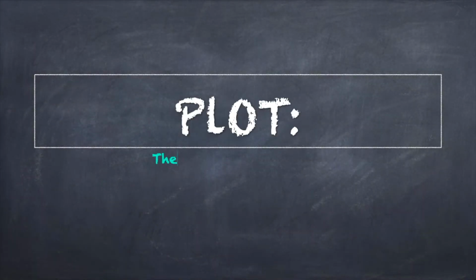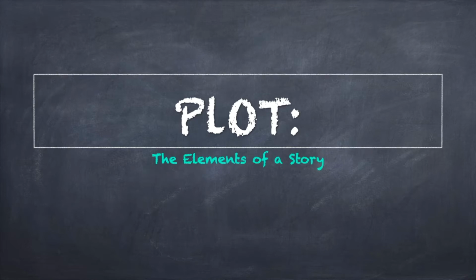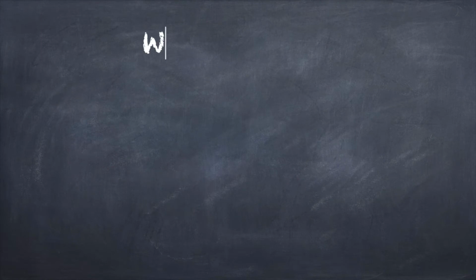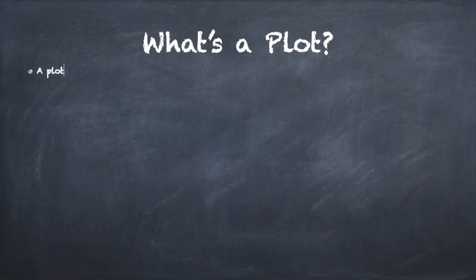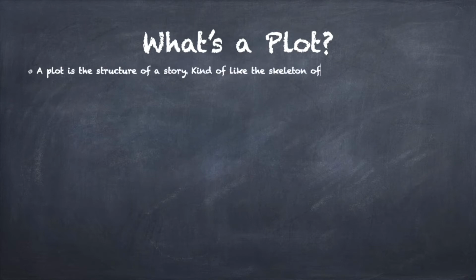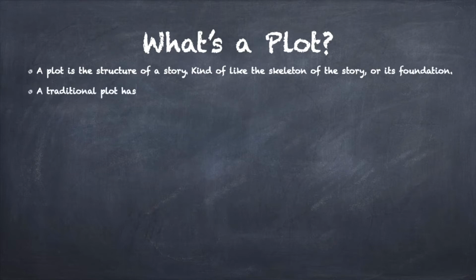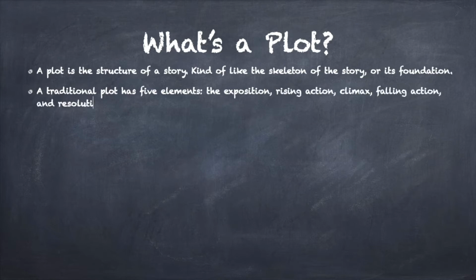Plot: the elements of a story. What is a plot? A plot is a story structure, or what I like to look at as the skeleton of a story. It's the foundation that stories are written off of. So a traditional plot has 5 elements: the exposition, the rising action, the climax, the falling action, and the resolution.